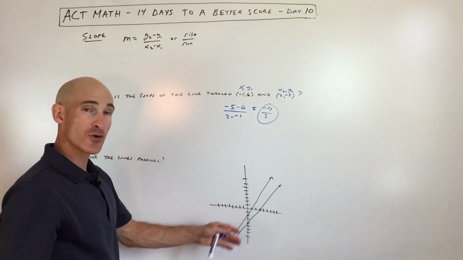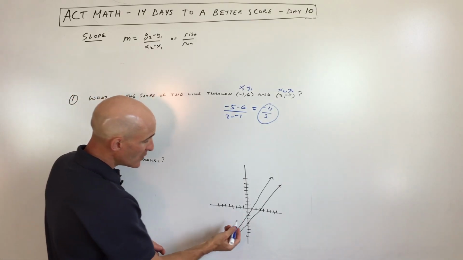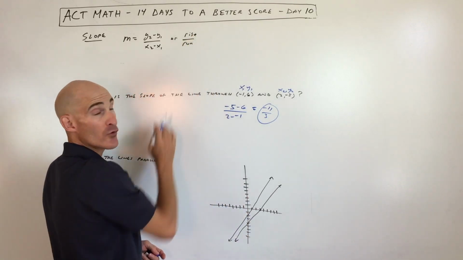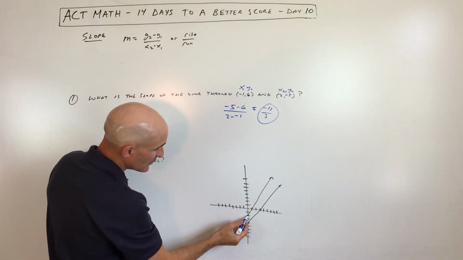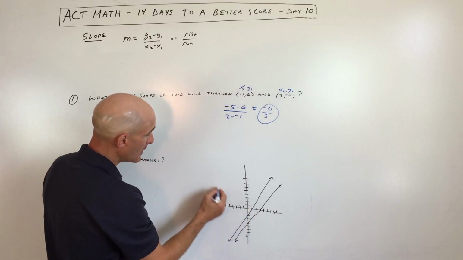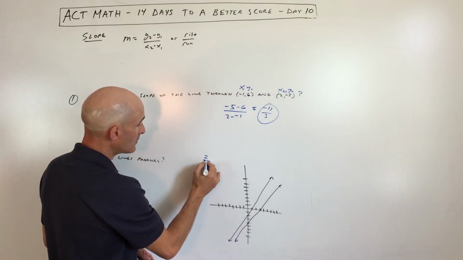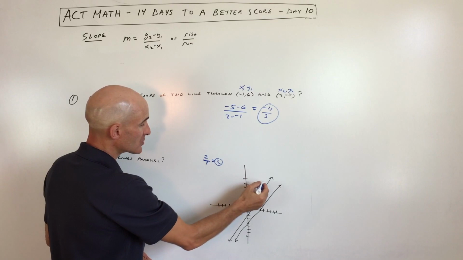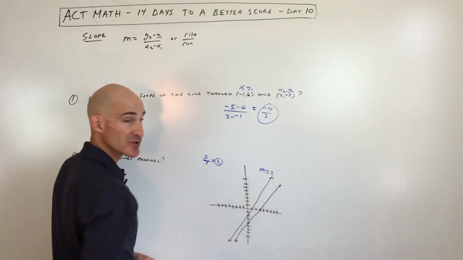So if they give you a graph, what you can do is look at the rise over run. For example, for this point here and this point here, I'm rising 2 and I'm running 1. I'm going up, that's positive 2. I'm going to the right, that's positive 1. So that's going to be 2 over 1, which equals 2. So the slope of this line, m equals 2.